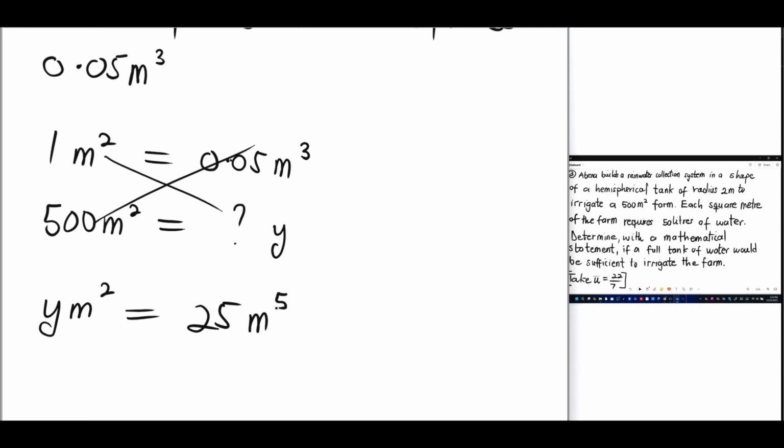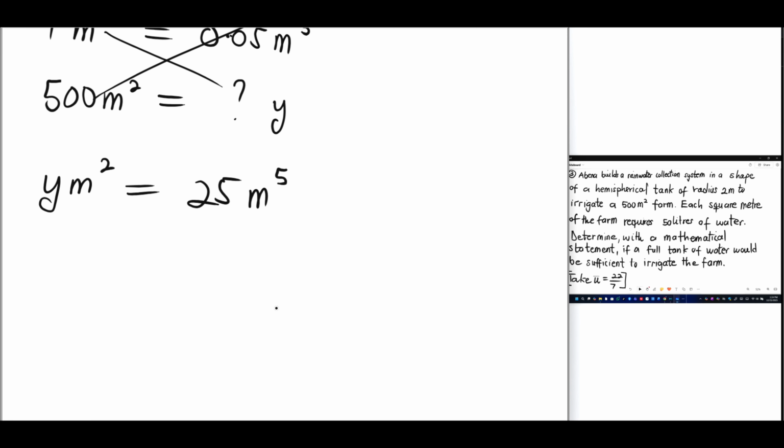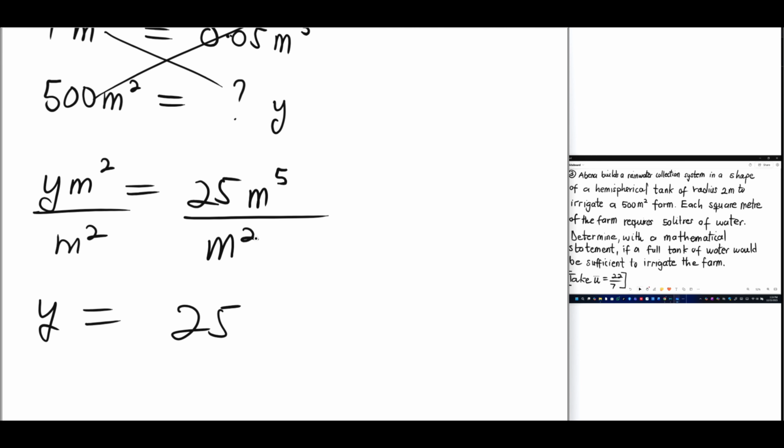All right, good. So what do we do? Divide through by the coefficient of y, which is m squared. So we are going to get y equal to 25. Since we are dividing, we get 5 minus 2, so we maintain one of these. 5 minus 2 gives us exponent 3. So it means the farm requires 25 cubic meter of water.